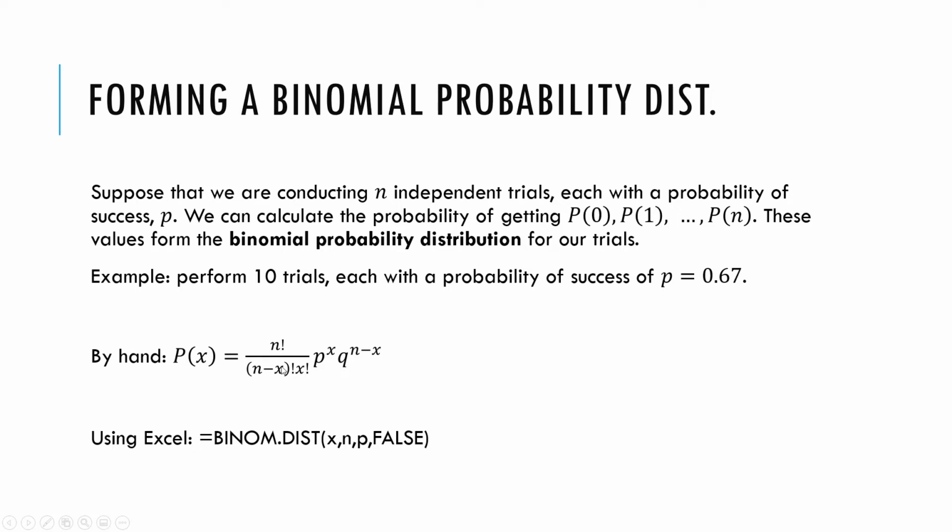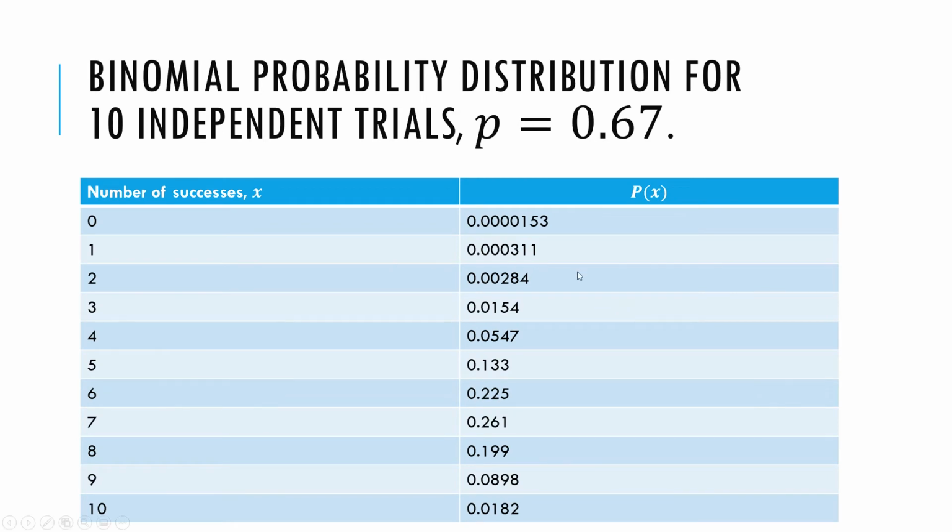Or conversely, you could also use Excel with the false flag for these 11 values of x. N is 10. P is 0.67. And if you do that for this set, you can give it a run, at least for a couple of them, come back and check on me. This is what your probabilities for each outcome should come out to be.